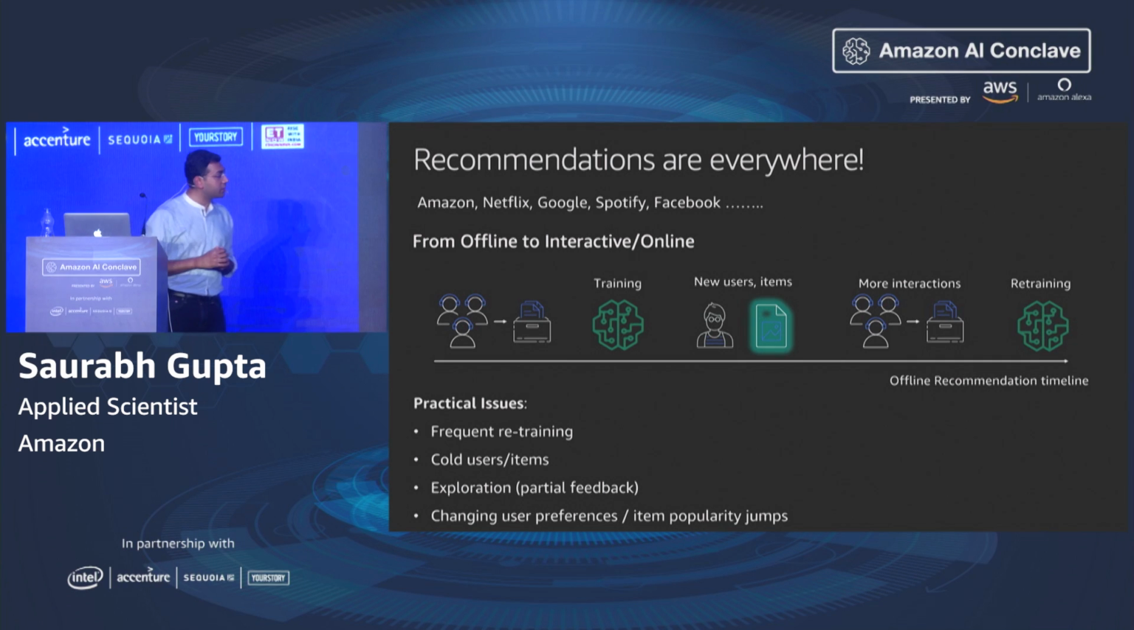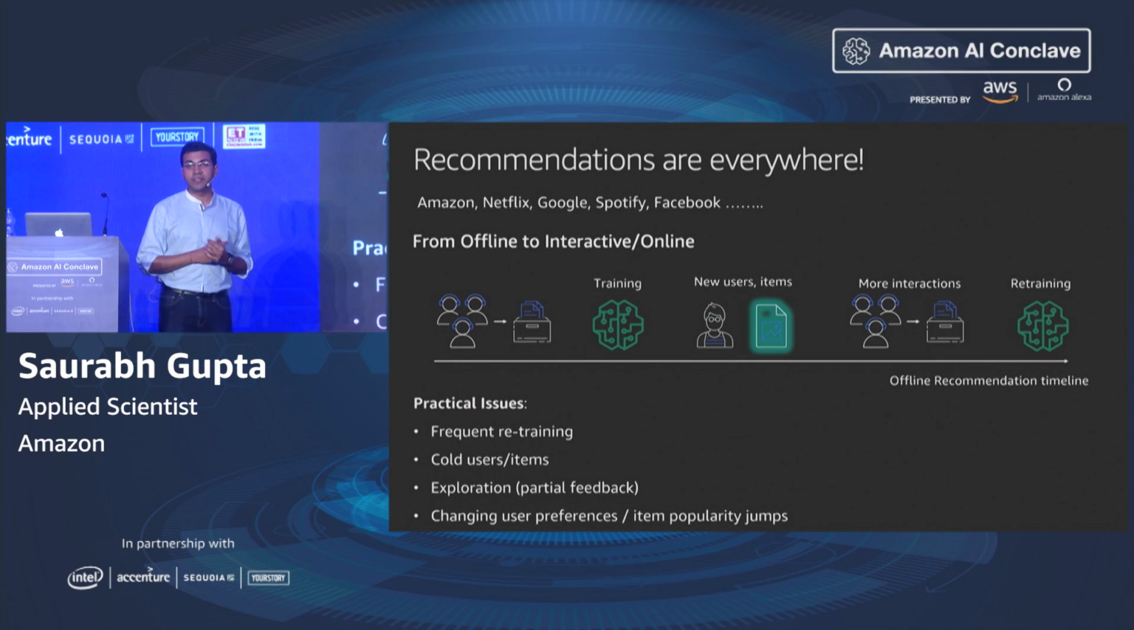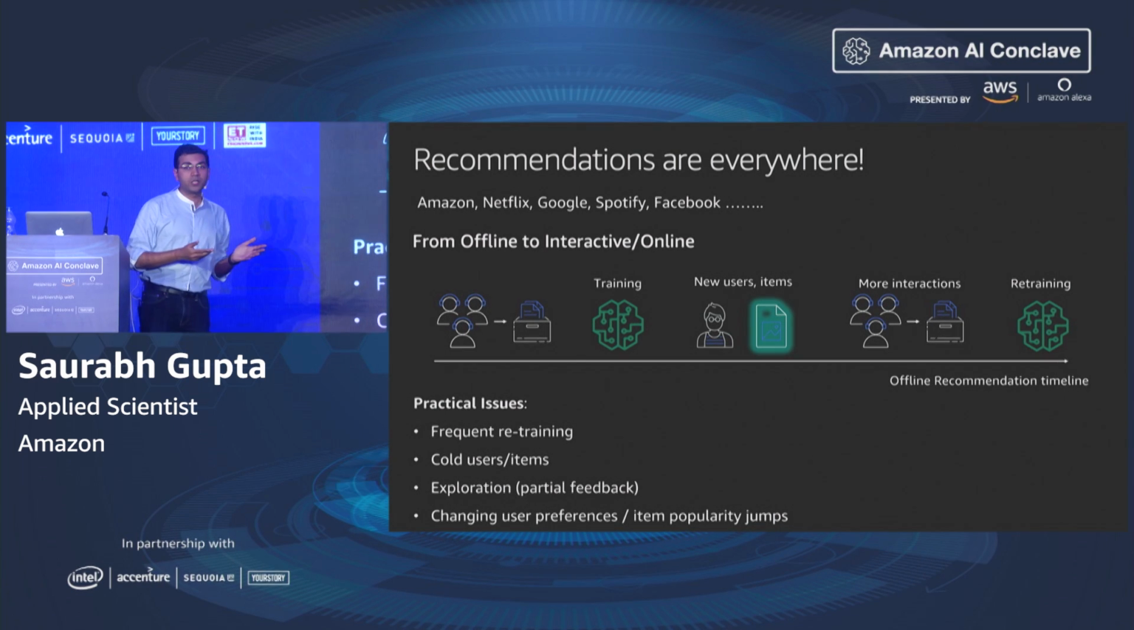The first one is frequent retraining. It's very hard to decide how frequently to train, and then on what data to train. Typically, what we do is we just retrain on all of the historic interactions data again and again. And as the volume of this data is increasing at a very fast rate, retraining becomes computationally more and more expensive.